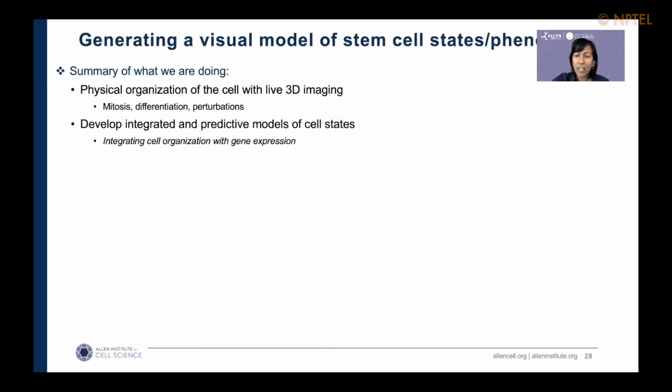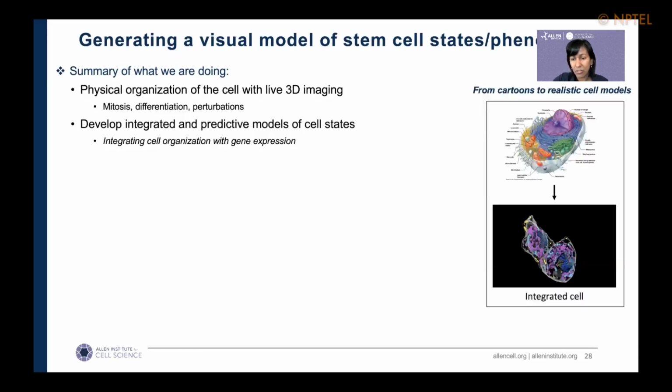So to summarize, I talked to you about how we are creating this visual model of stem cell states and phenotypes, starting with the physical organization of the cell. I showed you some examples from mitosis and differentiation. We're just starting to introduce mutations and other perturbations to explore these stem cell states. And how we are starting to build these models where we put things together to understand the relationship between different structures to each other, as well as gene expression to structural organization, so that we can go from these cartoons to much more realistic cell models.